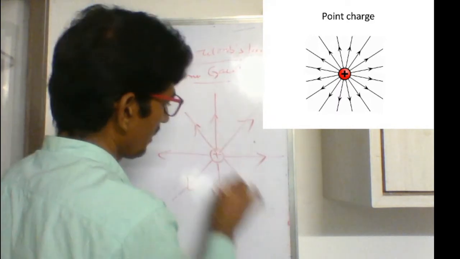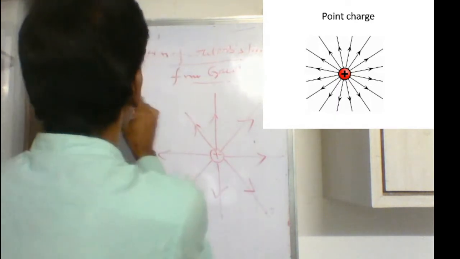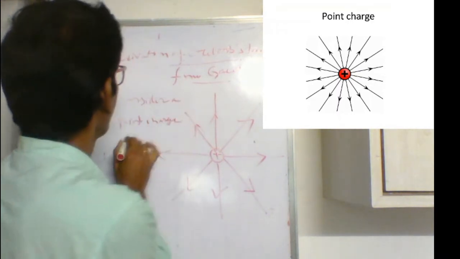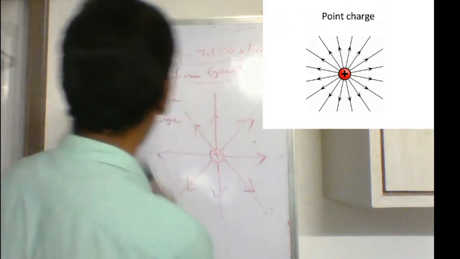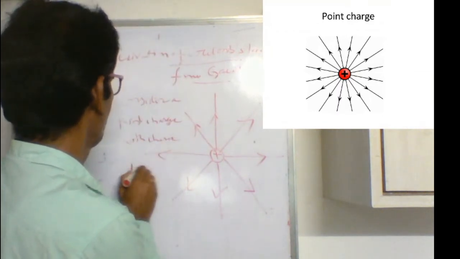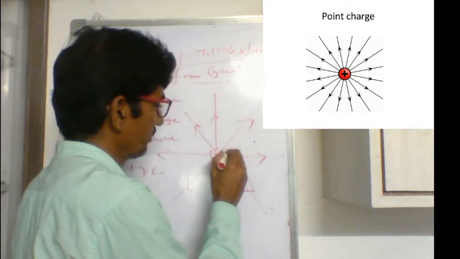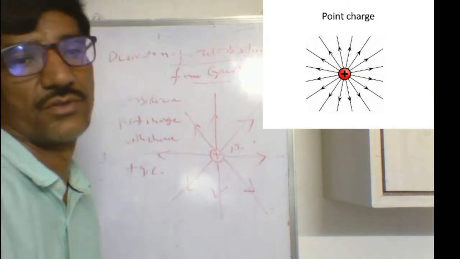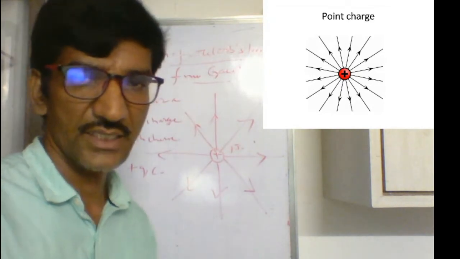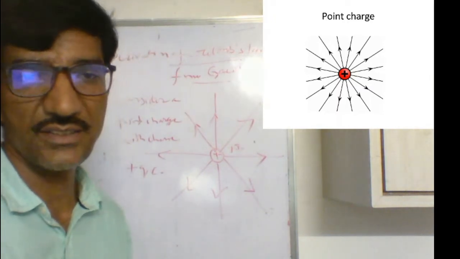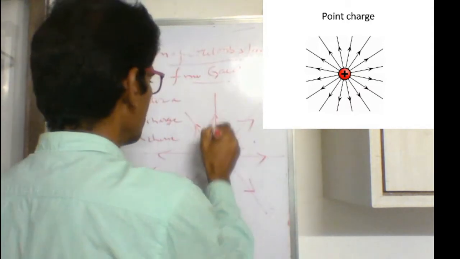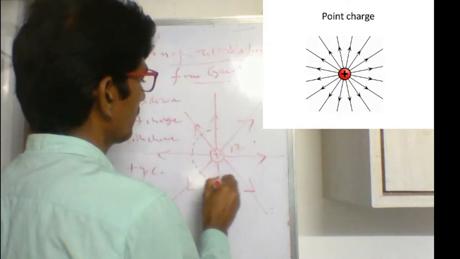In order to get Coulomb's law, what we are doing, we are considering a point charge with charge plus q coulombs. Say this as plus q. Now, in order to derive Coulomb's law, let us try to find the electric field at any point in the field of this point charge. For that, you have to take a Gaussian surface.